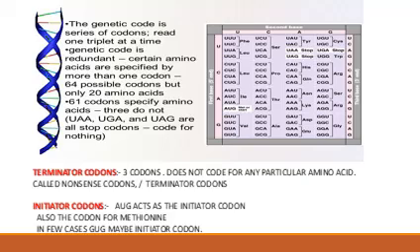As I told you, the terminator codons are 3 in number, which do not code for any particular amino acid, and therefore they are called nonsense codons or terminator codons. The initiator codon is usually AUG. It acts as the initiator codon and also the codon for methionine. In a few cases, GUG may be the initiator codon.